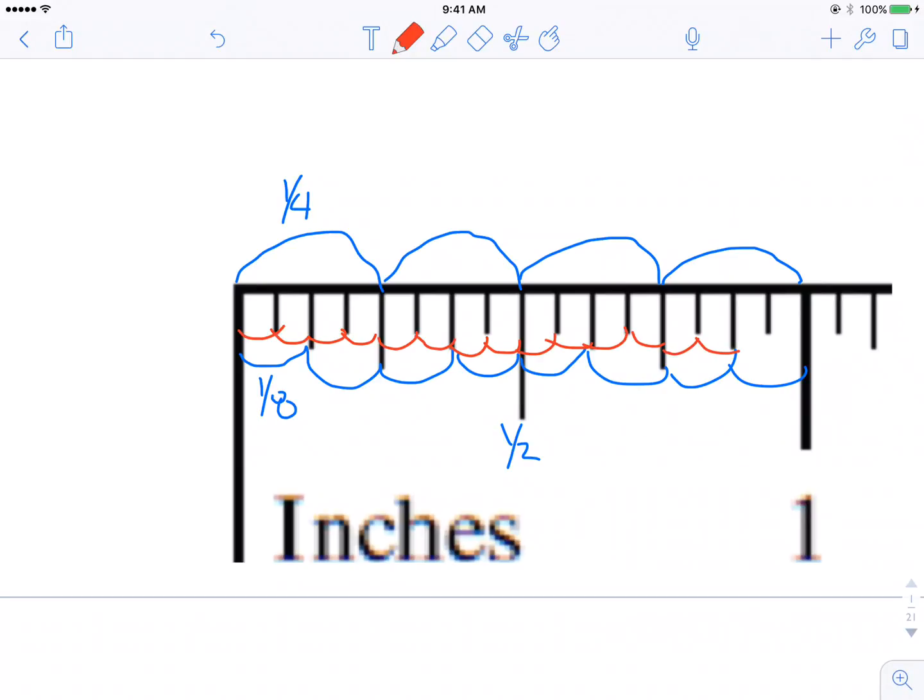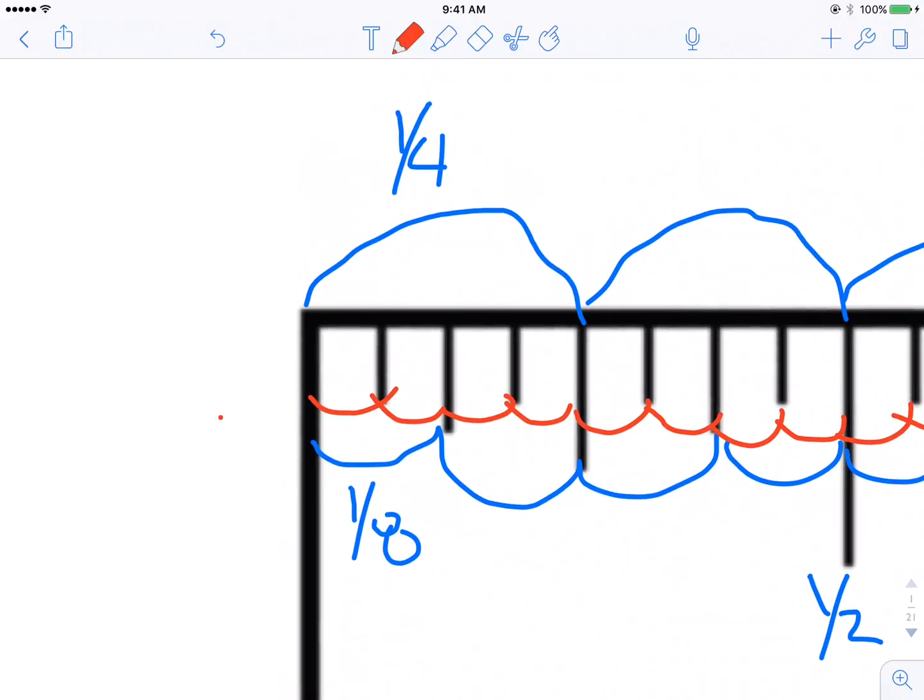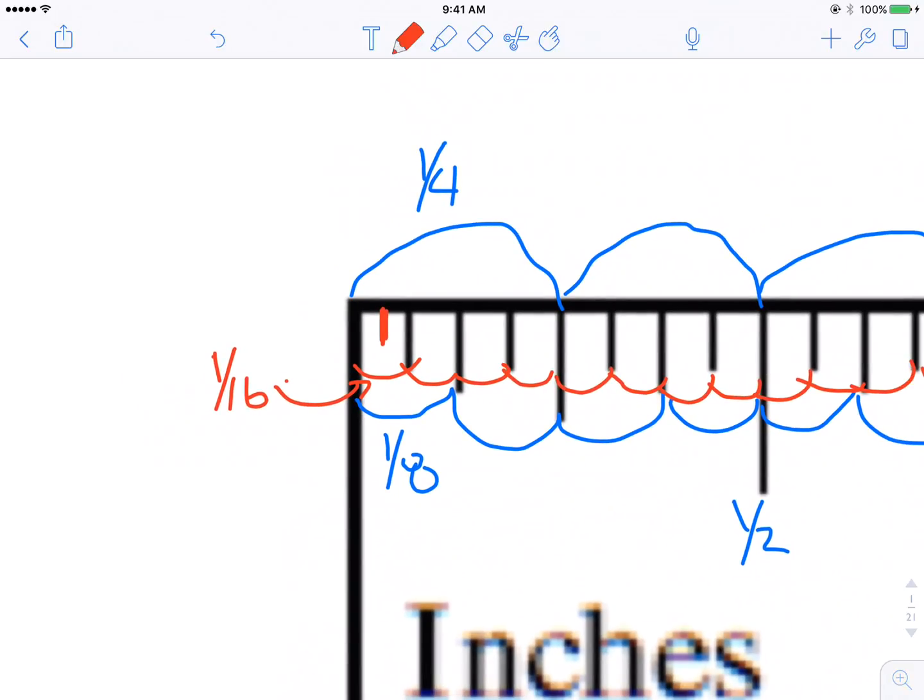Now, you can actually get imperial rulers which measure an even finer detail, 1/32. Some drafting rulers could even measure a smaller space. They divide that in again to 1/64.